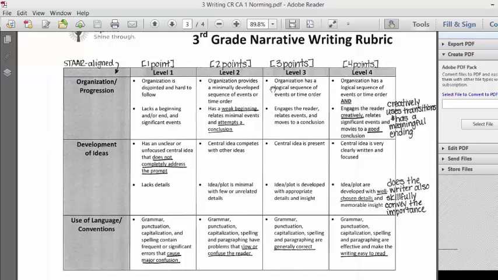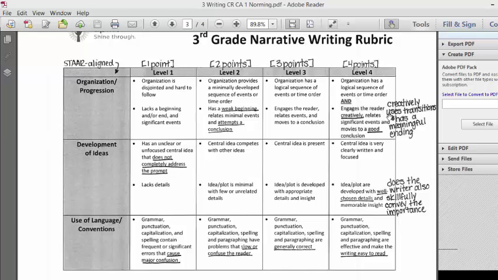So for example, if the organization has a logical sequence of events. So for example, if they are using words like first, next, last, then. Additionally, does it engage you when you start reading, and does it move to a conclusion where you can tell that they used the prompt around a time where they were scared and they actually resolved it and told you what they had to do to calm themselves down to not be scared anymore?